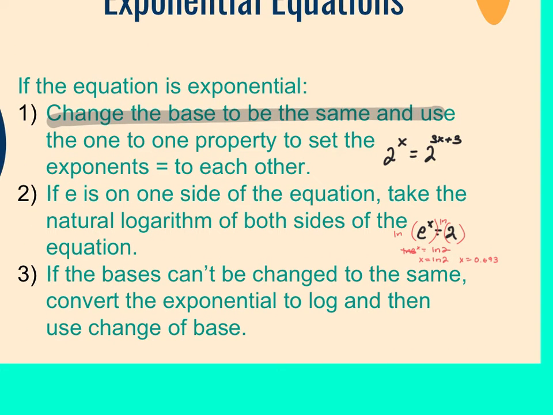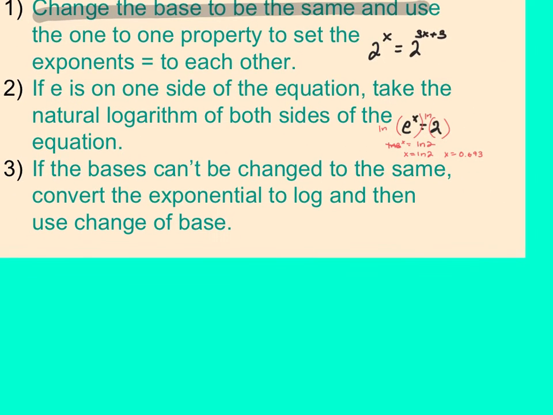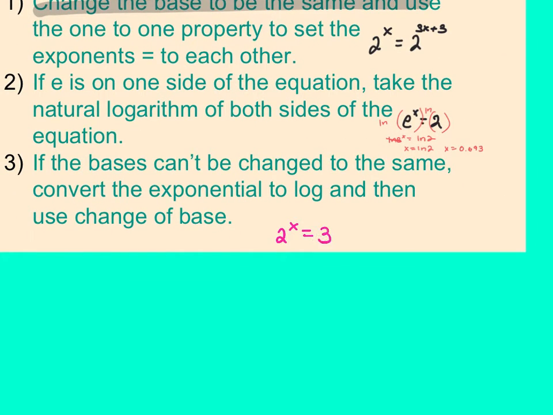The last kind, and this is the one that tends to be the most complicated, is if the bases on both sides of the equal sign cannot be changed to be the same number. So if I had something like 2 to the x equals 3 to the x plus 4, there is no way to change 2 or 3 to have the other one as its base. So we do the same thing. We ln both sides of these equations. I'd get ln of 2 to the x equals ln of 3 to the x plus 4.